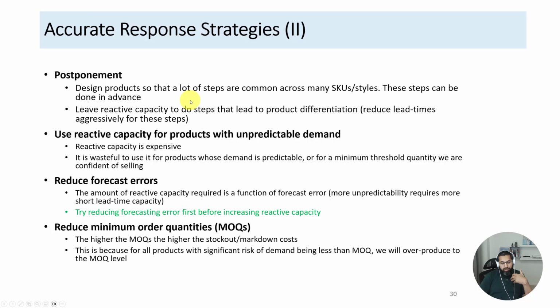Postponement, so you produce a product almost all the way, but you leave the last few steps which determine the SKU. Because when you do decide to produce an SKU, you already have a semi-ready product. You can quickly do the last few steps, and your lead time to finish the product is much less. Let me give you an example.